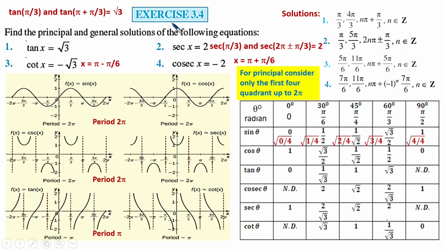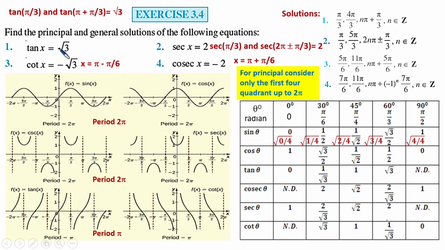Now let us discuss briefly this exercise 3.4. These 4 problems are there in your exercise here. So here tan x, so find the principal and general solution. So principal solutions are in the first 4 quadrants, and general means you can go several times beyond 2 pi. So we'll give principal and general also.